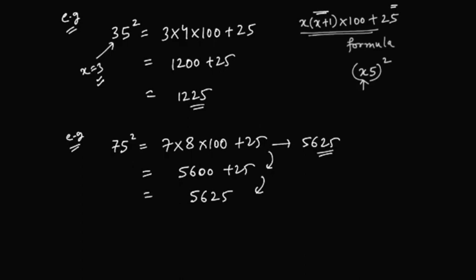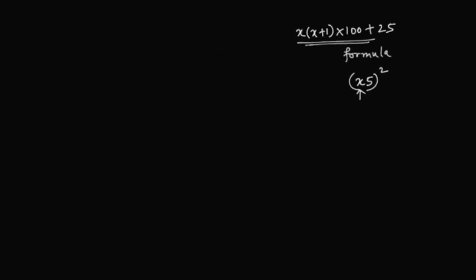Easy? Now let us take a 3-digit number. So let's find the square of 125. To find the square of 125, as you can see, 5 is at the unit place and x is your 12. So 12 into the next higher number 13, multiplying by 100 plus 25. Easy? It is very important to understand what the concept is.